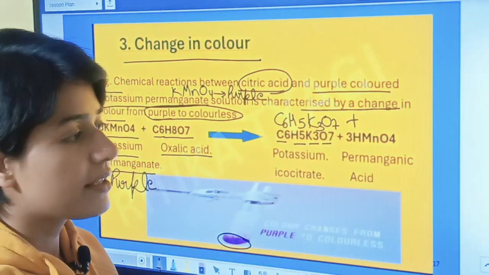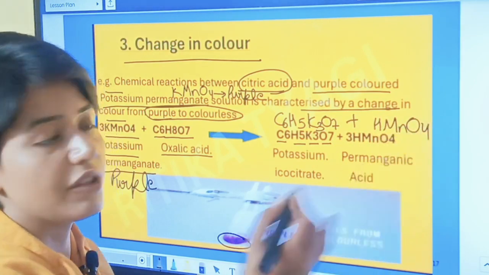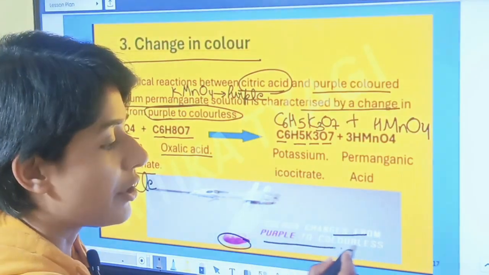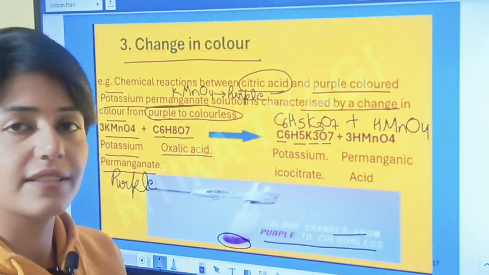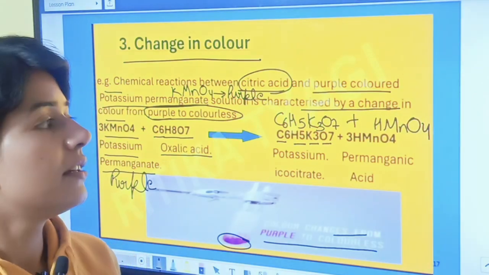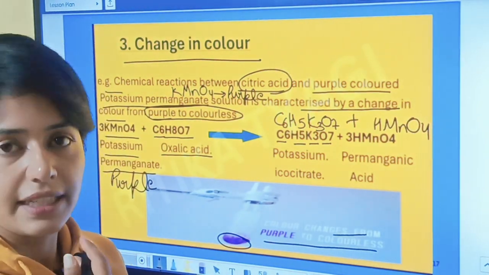C6H5K3O7 plus permanganic acid, that is HMnO4, which is colorless. So the color changes from purple to colorless. So it is an example of a color changing reaction. When potassium permanganate reacts with citric acid, the color of potassium permanganate gets decolorized.